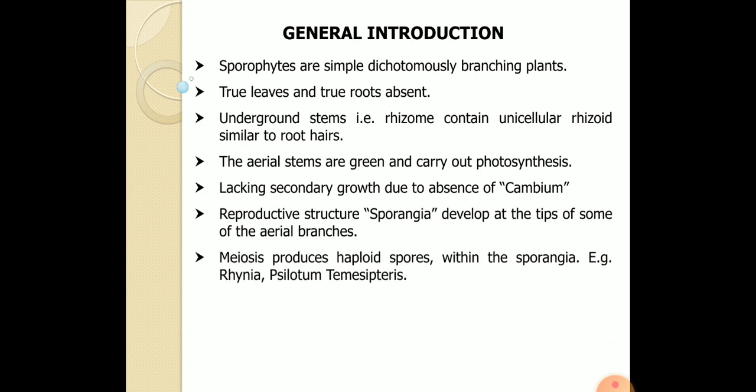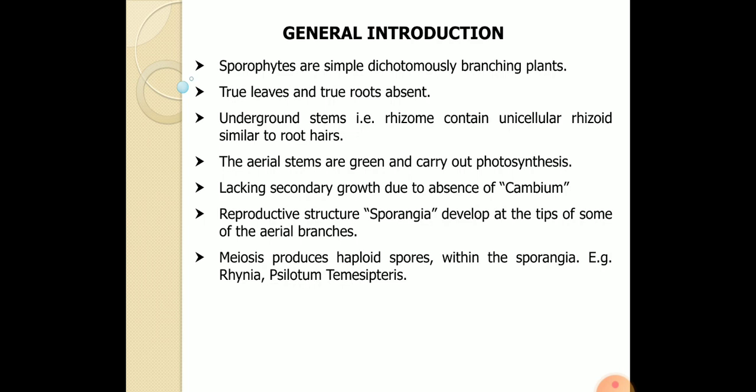Usually the Psilotum commonly grows in shady areas, or usually where tree space is there, where nutrition will generally accumulate in those places. Commonly the Psilotum grows in its natural habitat.